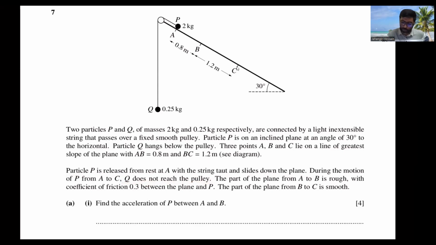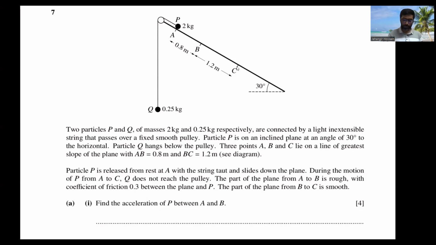The part of the plane from A to B is rough, with coefficient of friction 0.3 between the plane and P. The part of the plane from B to C is smooth. Find the acceleration between A and B, that is, while passing through the rough surface. What will be the acceleration? Since they are connected by a light inextensible string, the acceleration of both particles will be the same.